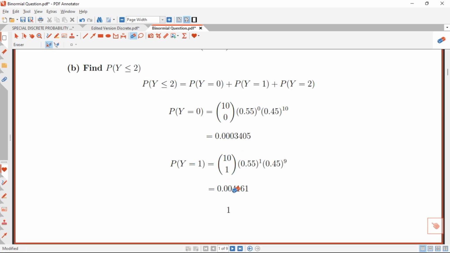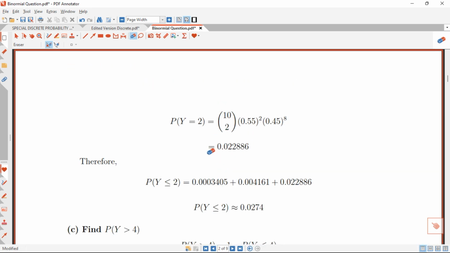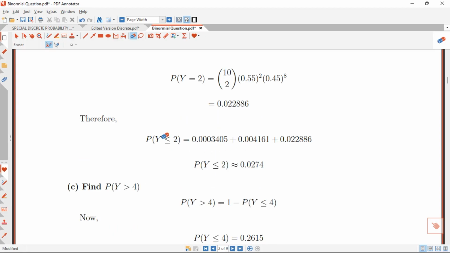We get 0.004161. Then the probability that y is equal to 2 is 10 combination 2 times 0.55 raised to the power 2 times 0.45 raised to the power 8, and we get here 0.022886. So for the probability that y is less than or equal to 2, we take the summation of the probability that y is equal to 0 plus the probability that y is equal to 1 plus the probability that y is equal to 2. When you sum it, you get an approximate value of 0.0274.